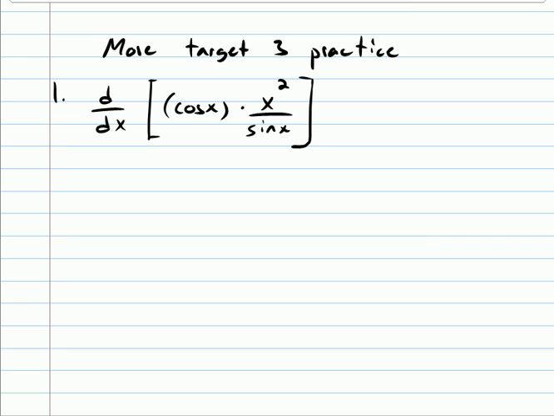Alright, so more target 3 practice. This first problem is all about combining rules to find a derivative. You've got a couple options. We'll go with, let's say I treat cosine x as one function, and then x squared sine x as another function, right? So I'm identifying it that way just so I'm going to go ahead and use the product rule to start. So you know the yellow times the derivative of blue plus the blue times the derivative of the yellow piece.